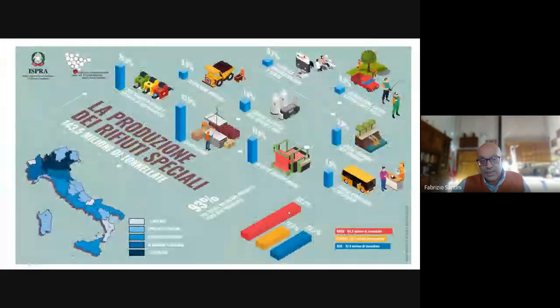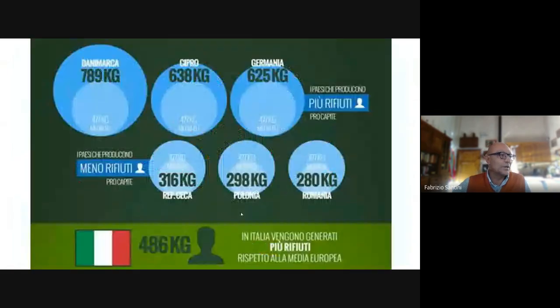We have in Italy ISPRA, you can go here, that gives you some very updated information on how special waste is also produced. So not only urban waste, but the waste connected with industry and agriculture, which are connected with tourism.